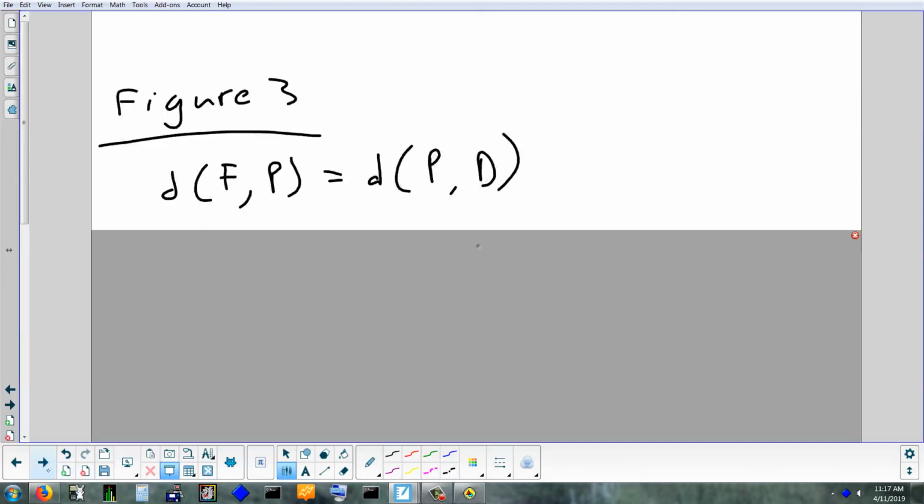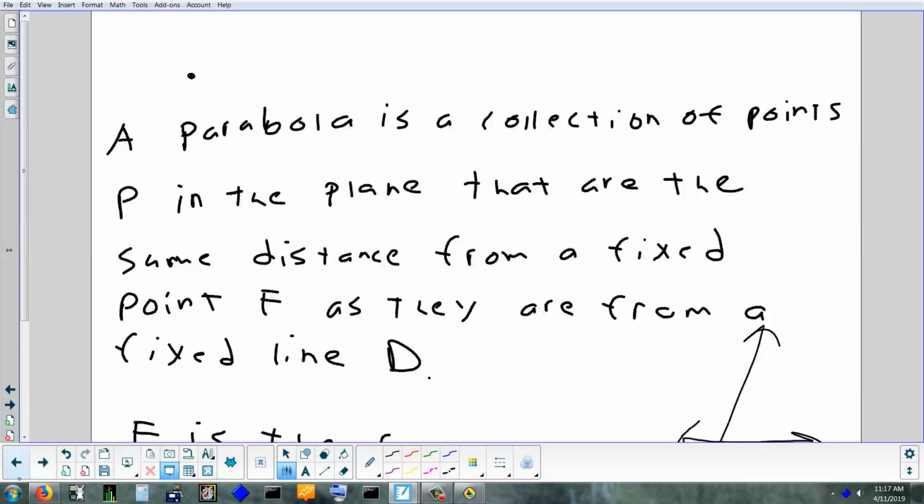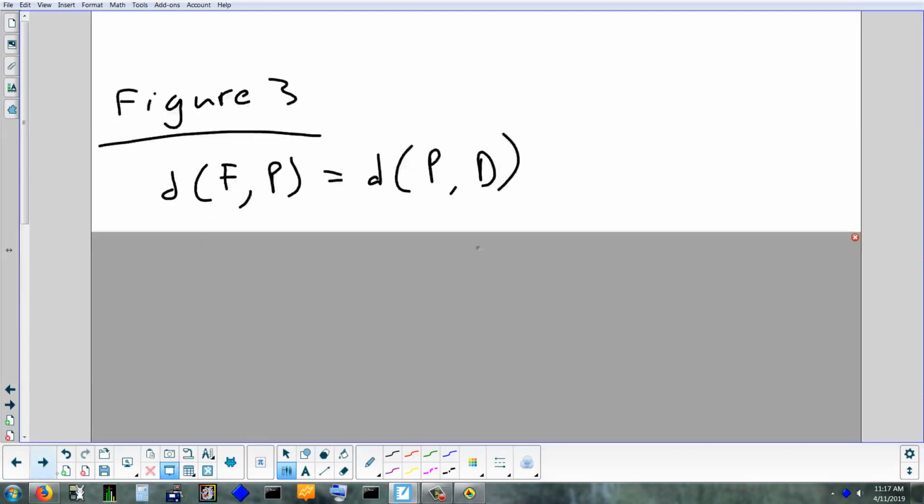All right, so this is basically just summarizing everything I said here, except instead of saying it as a paragraph, I'm writing it as a short equation. The distance from the focus to a specific point on the parabola, and the distance from that specific point to the directrix, is always the same. So this is just saying that two different distances are always the same. Point to focus, point to directrix.